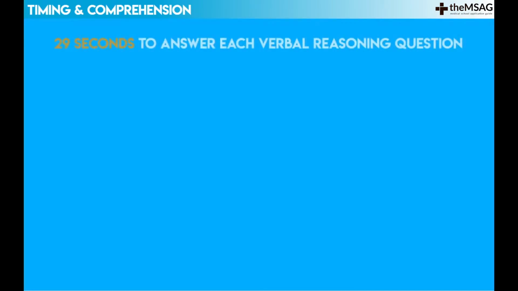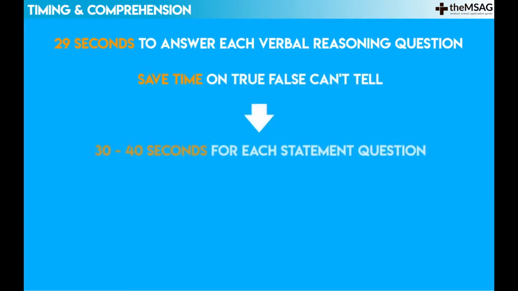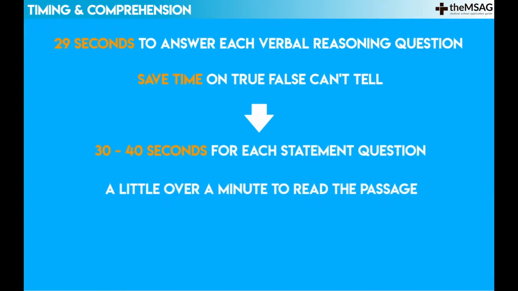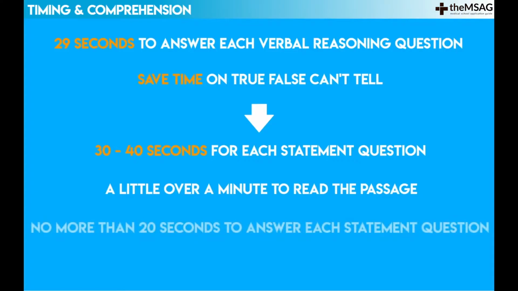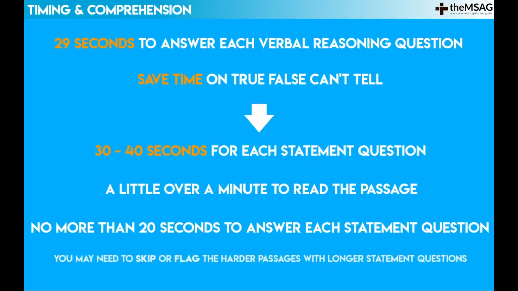In terms of timing, we have already mentioned that you'll have an average of 29 seconds to answer each verbal reasoning question. With practice, you may be able to answer true, false, can't tell questions quicker than this, leaving you with perhaps 30 to 40 seconds for each statement question. Still, this leaves a little over a minute to read the passage and no more than 20 seconds to actually answer each statement question. This can be achieved, but at least at first you may need to skip or flag the harder passages with long statement questions. Now let's get to the statement question types.